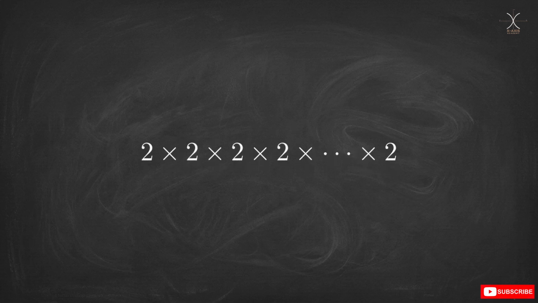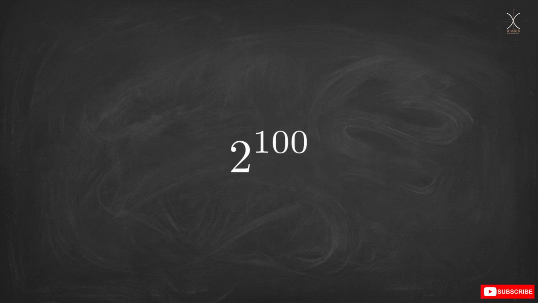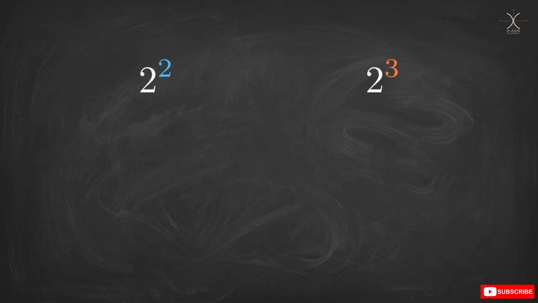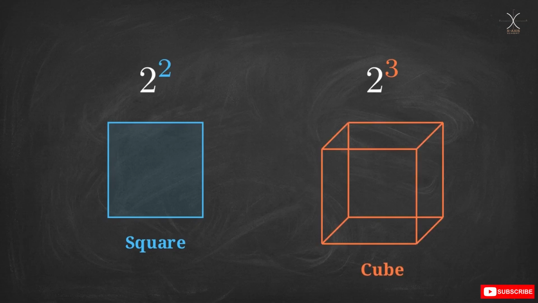This structure relies on two distinct parts. The primary number you multiply is the base. The smaller number in the corner is the exponent, which tells you the exact number of times to use that base as a factor. You'll frequently encounter exponents of 2 or 3. We call a power of 2 a square, and a power of 3 a cube, because they correspond to calculating the area of a two-dimensional square or the volume of a three-dimensional box.